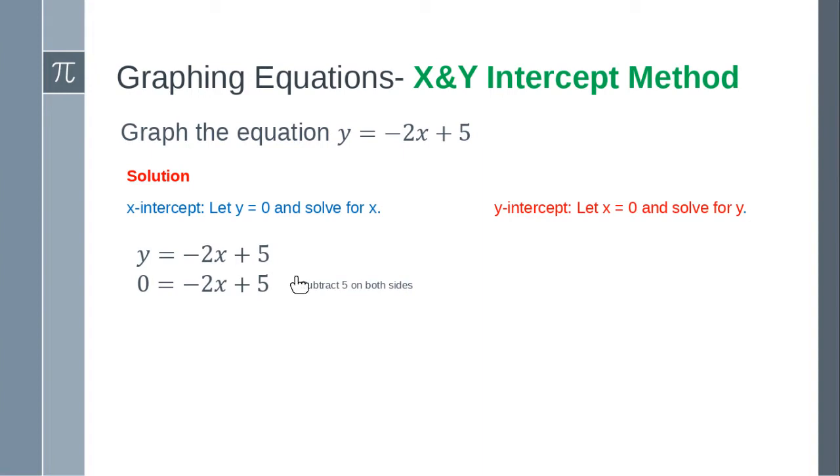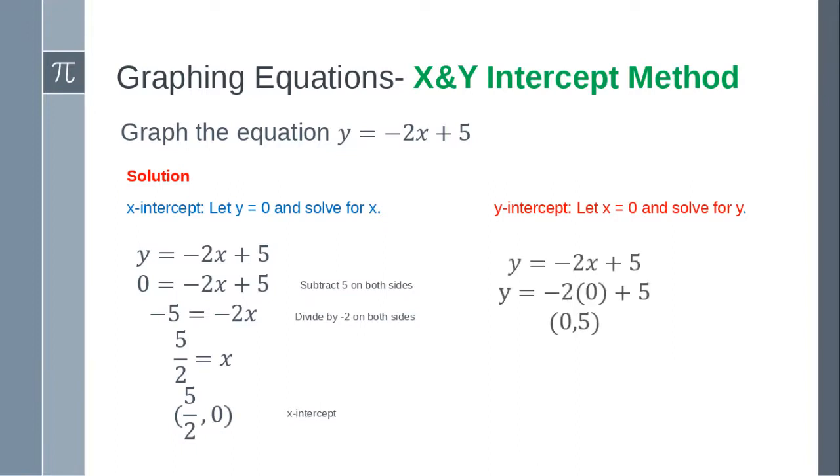Okay, so let's look at the example here. If we want to find the x-intercept, we're going to let y equal 0. So here's my equation. I'm going to let y equal 0, and then I'm going to solve for x. So I'm going to subtract 5 on both sides, and I get negative 5 equals negative 2x. And so to solve for x, I'll divide by negative 2 on both sides. So I end up with x is equal to 5/2. Okay, so this point here is my x-intercept.